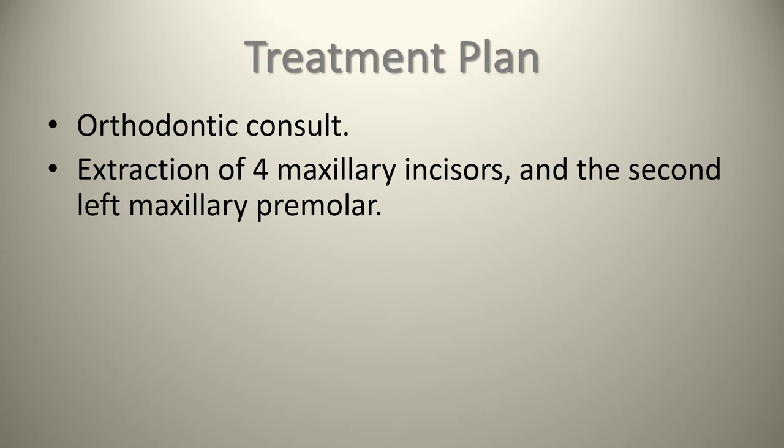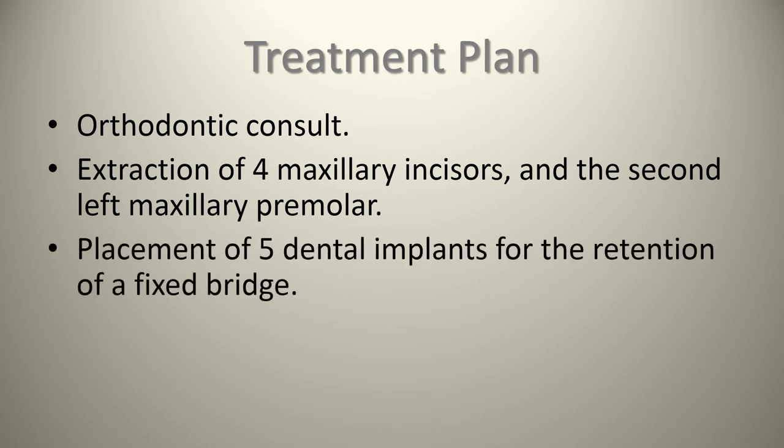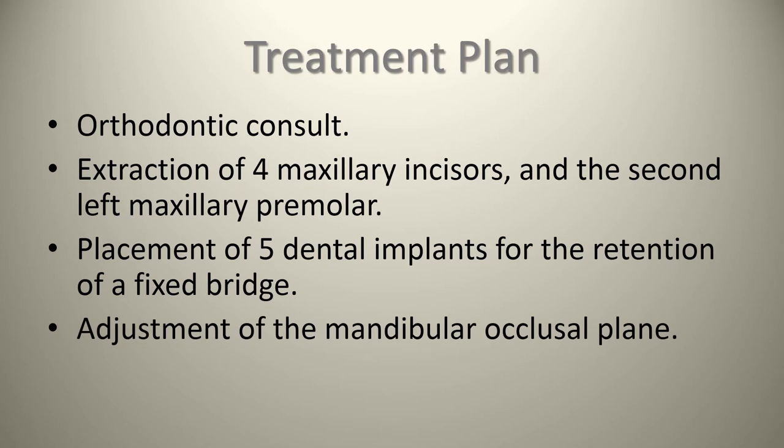So we talk about extraction of the four maxillary incisors and the second left maxillary premolar, and the placement of five dental implants for the retention of a fixed bridge, and then adjustment of the mandibular occlusal plane to give her a nicer occlusal plane, and also to facilitate for our lab technician more room to give this patient the golden proportion or the aesthetic smile that she's seeking. And then finally, a bite plate, just to ensure that this implant solution is going to be something that lasts a long time for her.